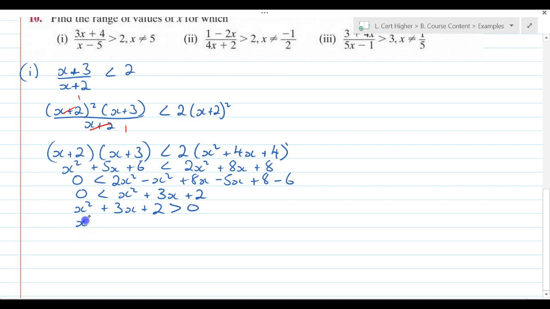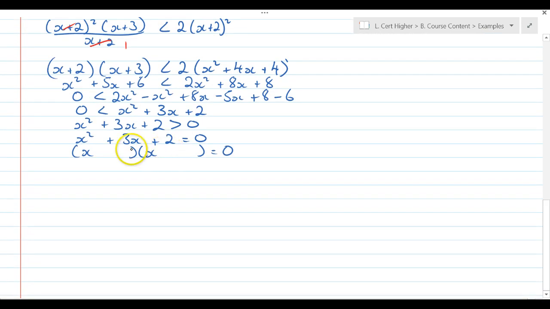Okay, so I'm now going to replace my inequality sign with an equals 0, and I'll factorize, giving me x, and the factors of 2 that will add to give me 3 is plus 1 and plus 2.